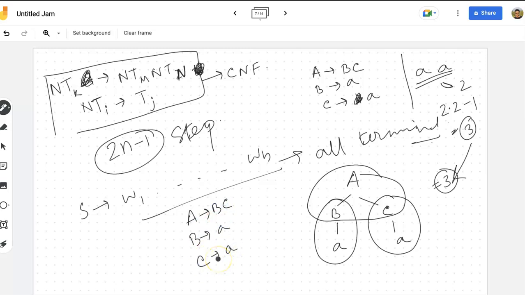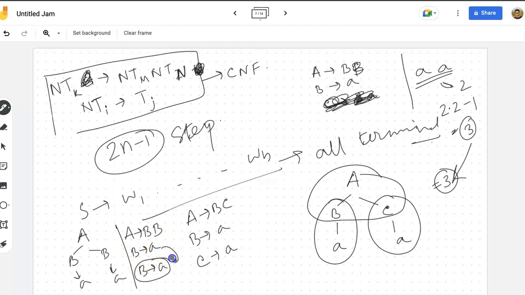Now suppose my grammar is something like this: A goes to BB, and we just ignore the rest. Then B will be A, and B will be A. Again we are in a 3-step process, but these production rules are not distinct. A to BB is distinct, B to A is also distinct, but again we are applying B to A, so these two are the same. So these steps are not distinct. We need 2n minus 1 steps, but it may be possible that not all these steps are distinct. There may be repeated steps, like in this example.